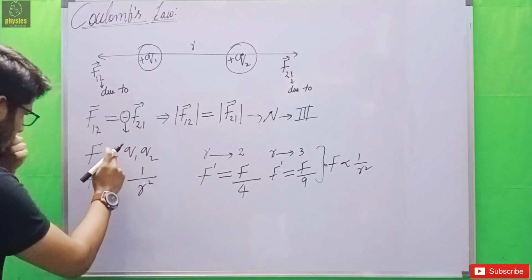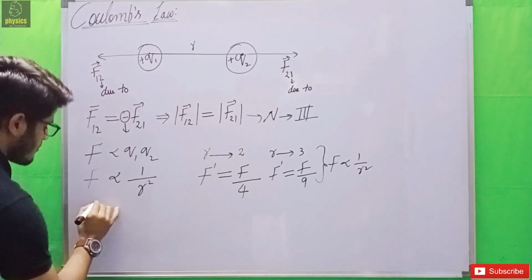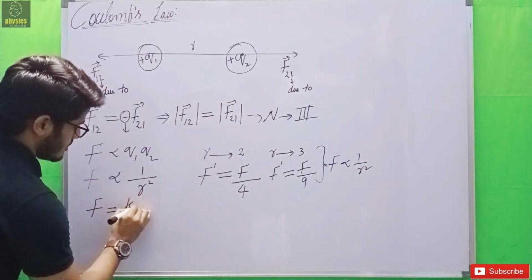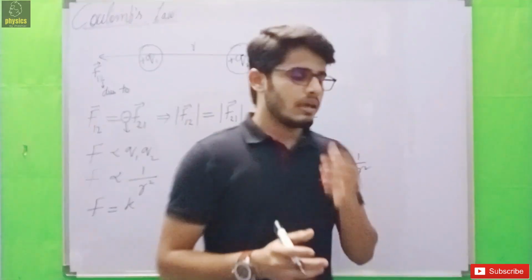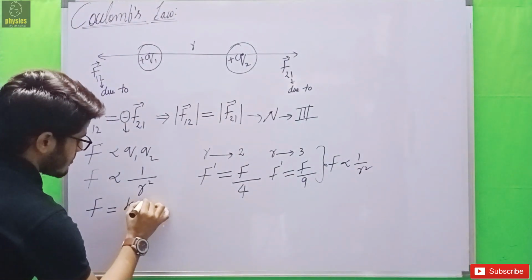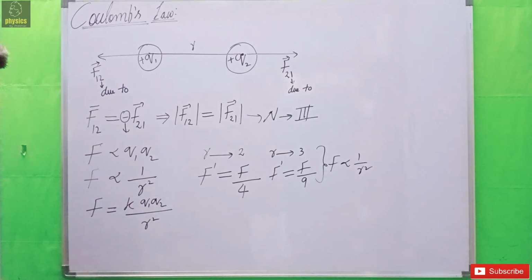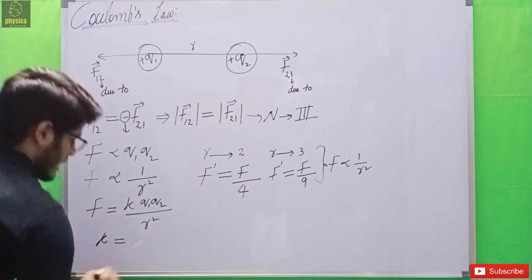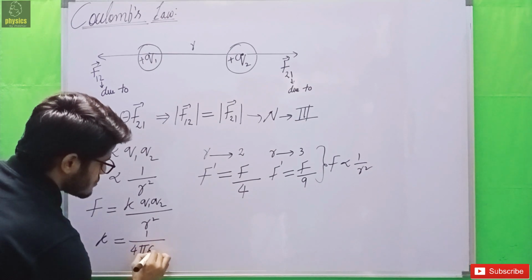Okay, now if we add them all together, to remove the proportionality sign I have to take a constant in here. That constant is kappa or K. So F is equal to K Q1 Q2 by R square. This is the final expression for Coulomb's law, where K is the proportionality constant. It is equal to 1 by 4 pi epsilon.